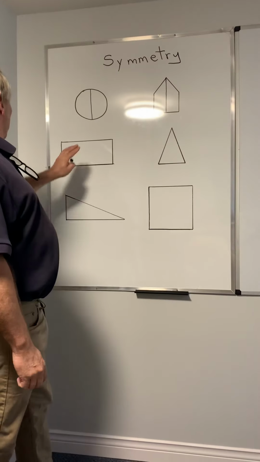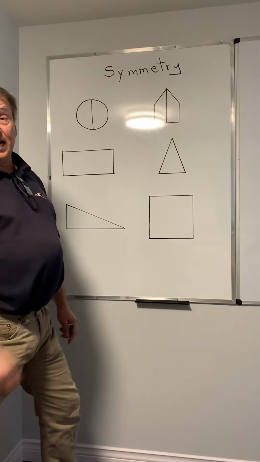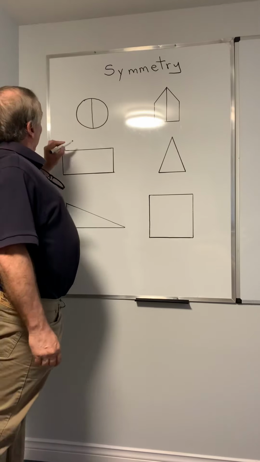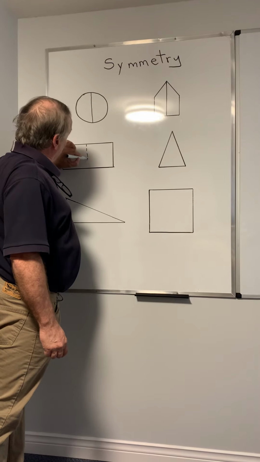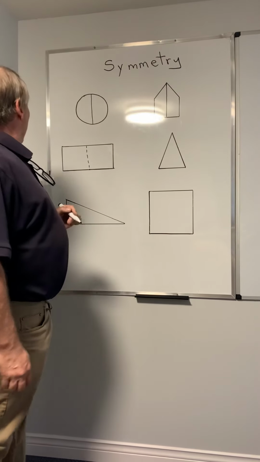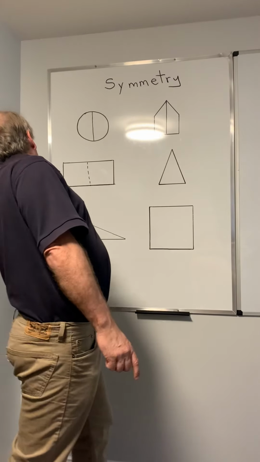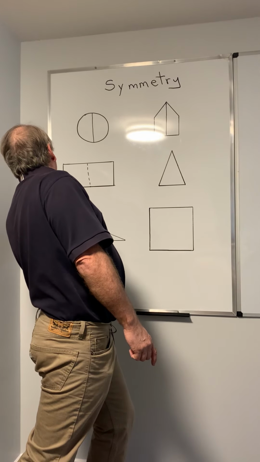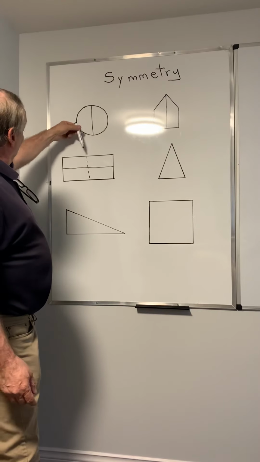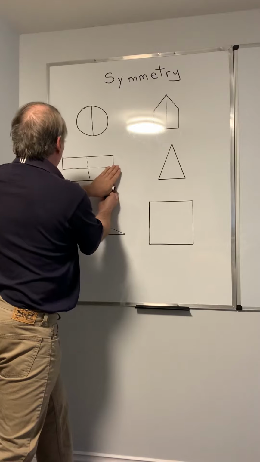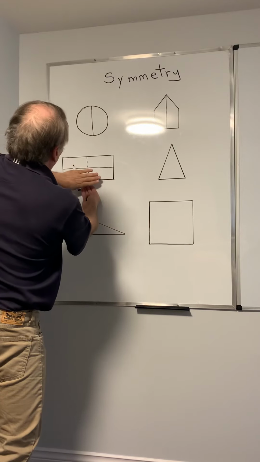Next one, which is a rectangle. With a rectangle, we can have a line of symmetry that goes down through the middle of the rectangle. And we also can have a line of symmetry that goes the other way through the rectangle. So this would have one line of symmetry, and you could fold it this way, and it would have a second line of symmetry that you could fold this way.